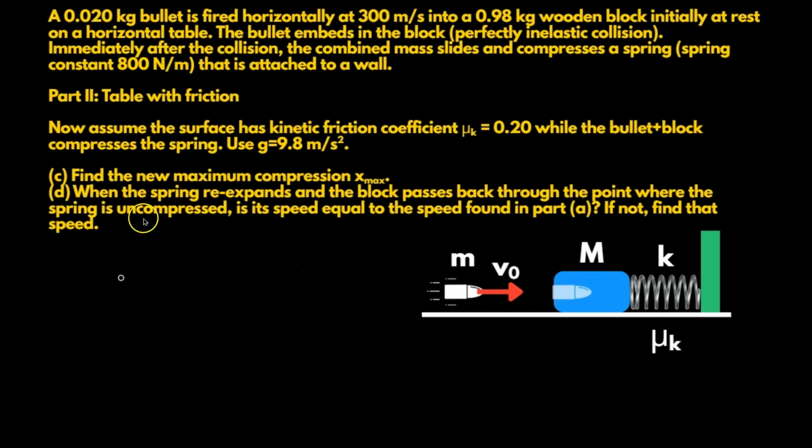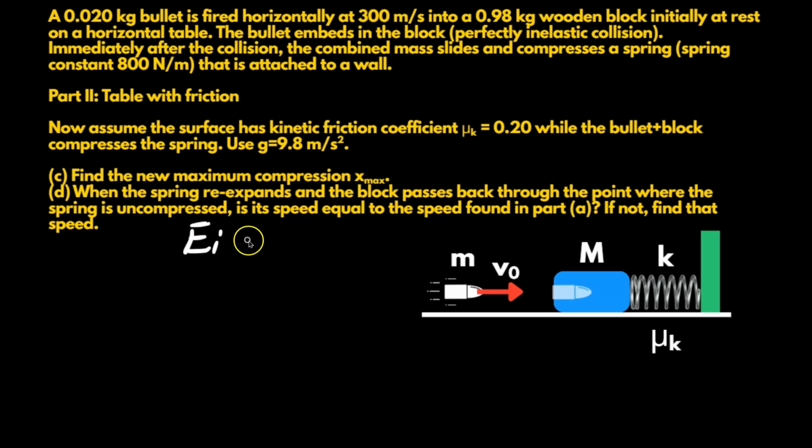Part D: when the spring re-expands and the block passes back through the point where the spring is uncompressed, is its speed equal to the speed found in part A? If not, find that speed. So the speed will be less than what it was before because some of the mechanical energy has transformed into thermal energy. To calculate that, we're going to use our energy conservation equation, but we're going to need to include work done by a non-conservative force.